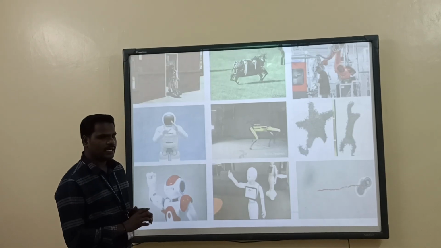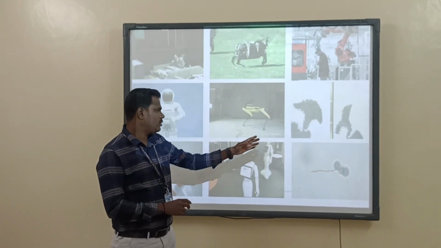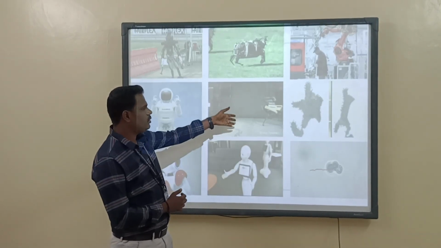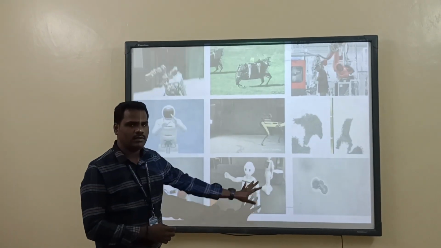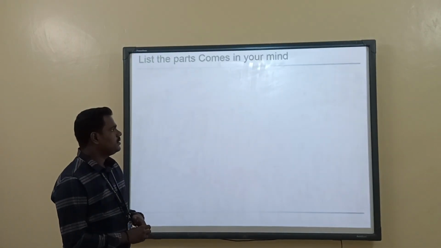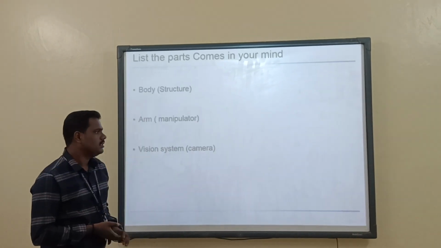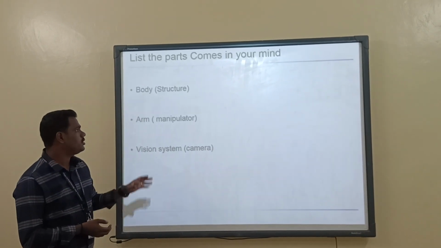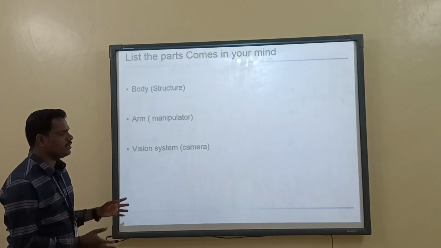These are the different types of robots you may see, like humanoid robots, swarm robots, and industrial robots. So there is a wide variety of robots used in the current industrial fields. When I say robots, what parts come to your mind? These are the main three parts of the robots: body, arm, and vision system.